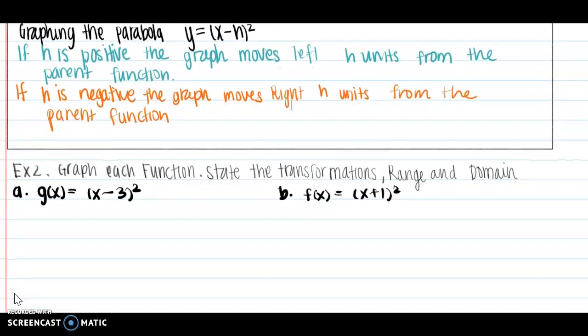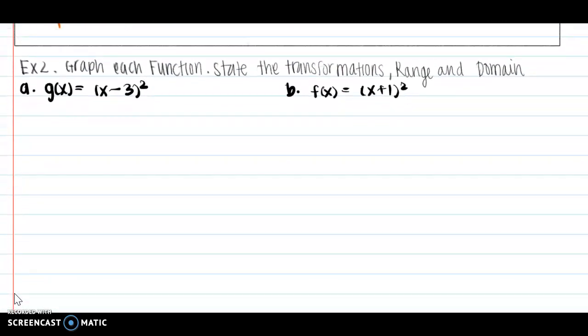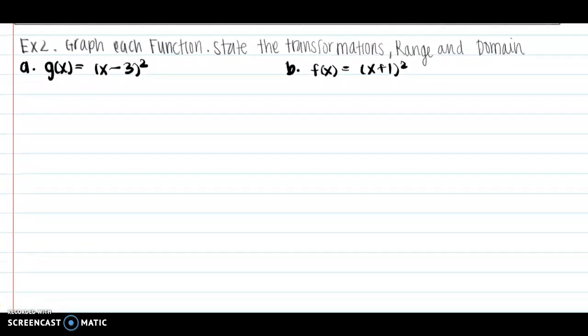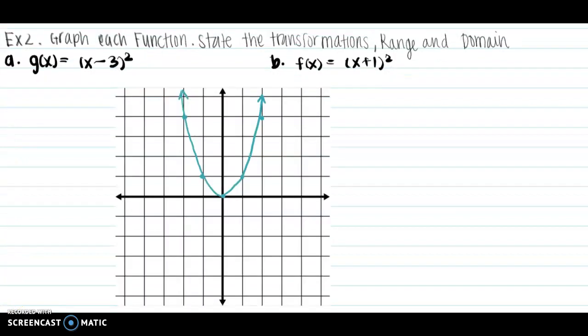So let's go ahead and try that out. I'm going to go ahead and place a graph. Alright, so I went ahead and graphed the parent function. So we'll do this one first. So we have x minus 3 squared. So what that means is we're going to move 3 either to the left or the right. You would think it would move left, but it actually is going to move right.